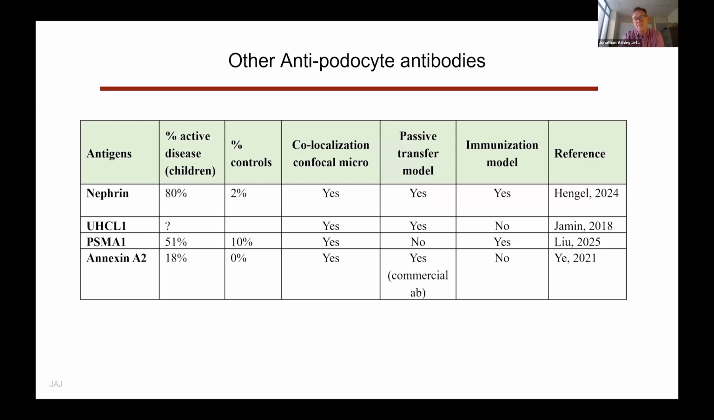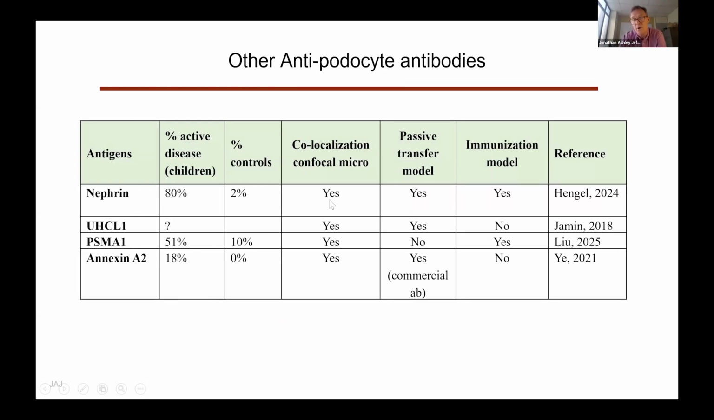So what are these antibodies? Without going into detail, there's actually been a number of other antibodies described in minimal change disease, mostly in cohorts of children. As we mentioned, nephrin occurs in about 80% of children. These are two anti-proteasome antibodies that have been described. This one, just described in 2025, occurred in 50% in this cohort.